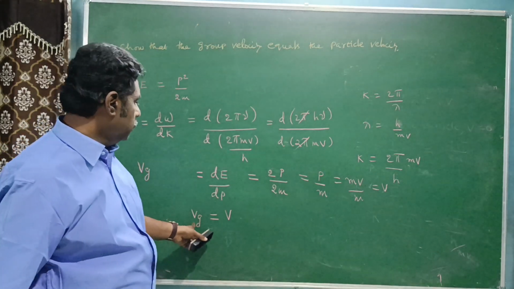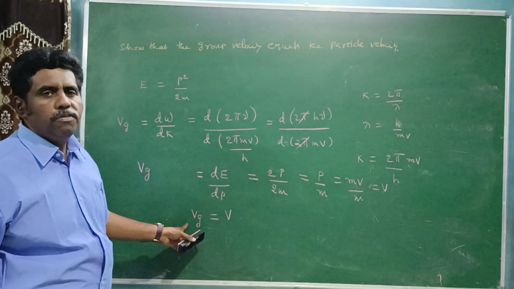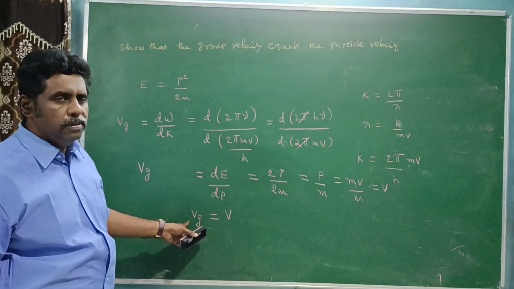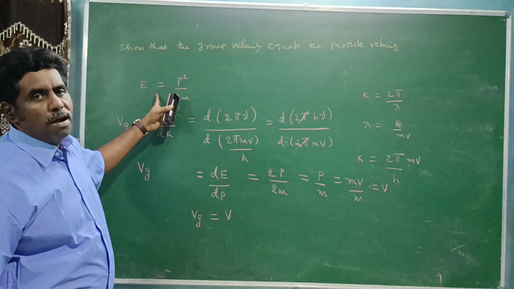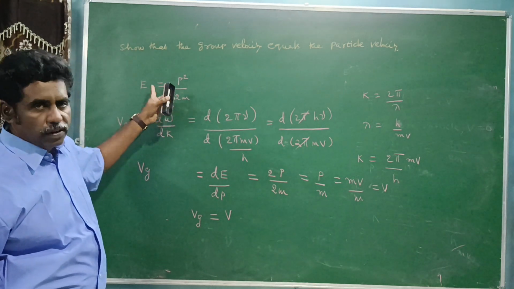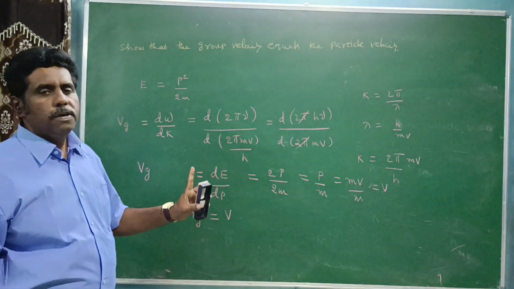That means group velocity equal to particle velocity. The particle is moving with the velocity of the wave packet. Here group velocity is velocity of the wave packet. This is for the non-relativistic case. Now for the relativistic case, we have to prove that Vg equal to v.